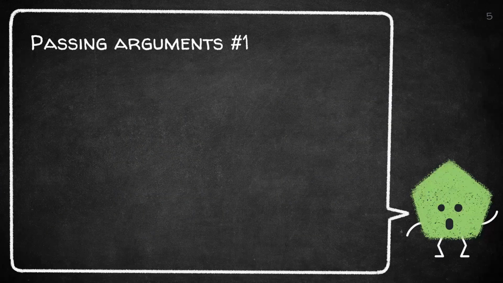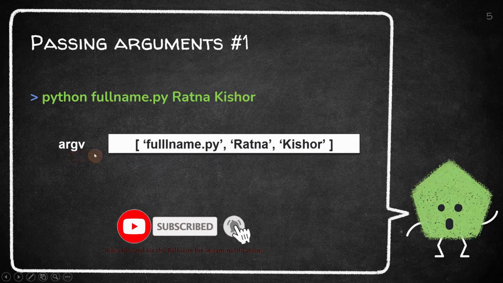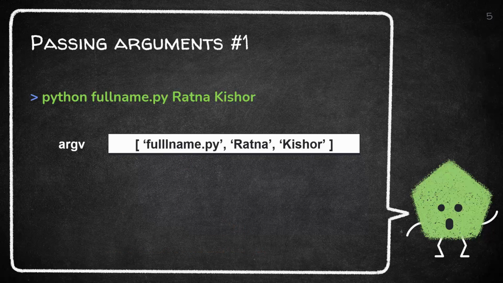Now I am considering an example. From the command prompt, I am running the file fullname.py by using the Python interpreter, passing two arguments. The first argument here is Ratna and the second argument is Kishore. If I do that, the argv list will contain three elements. Here the first element in that list is the file name, in our case fullname.py. The second element is argument 1, which is Ratna, and the third element is argument 2, which is Kishore.